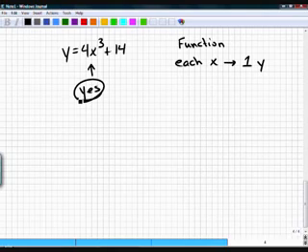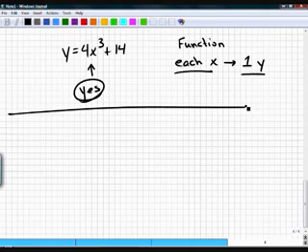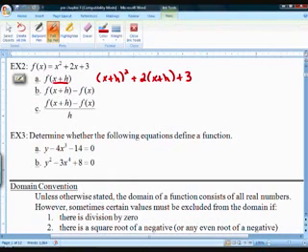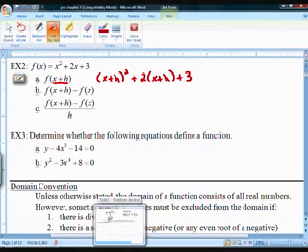Thank you. A function means if you plug in an x, any x that you want to plug in, you're always going to get a single y. Plug in a 2, you get 4 times 2 to the third plus 14. You don't get 2 different answers. Plug in negatives, you don't get 2 different answers. Since each x that you plug in only gives you one y in return, that is going to be a function. B part is not going to be. Let me show you. That's the reason why.